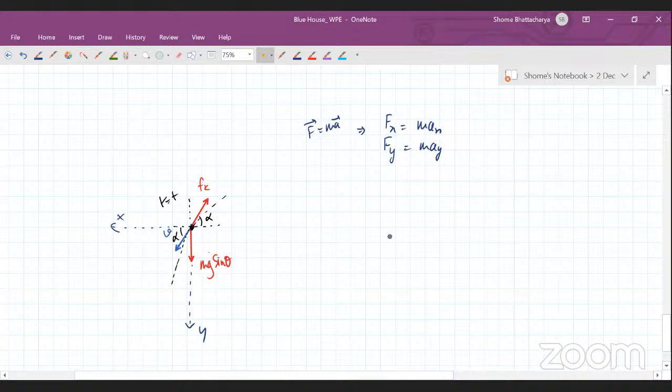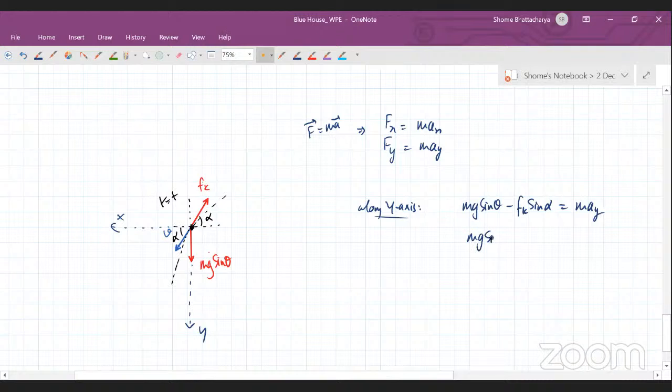So if you see along the y axis, what is our net force? It is mg sine theta minus kinetic friction sine alpha. So that should be equal to this quantity. Okay. Now remember, of course, kinetic friction itself is equal to mg sine theta.